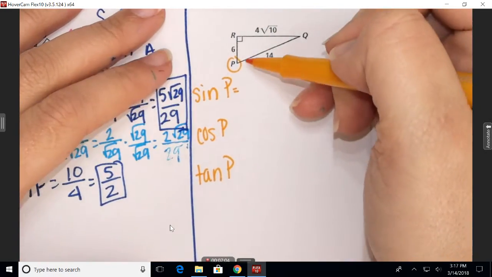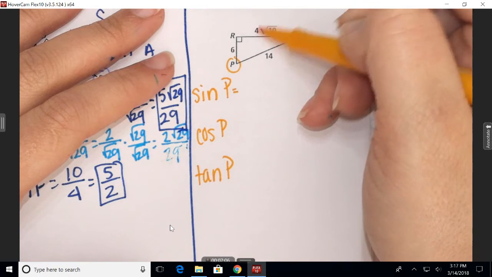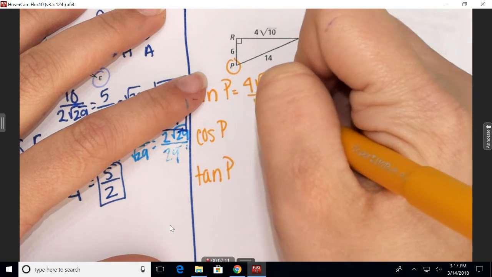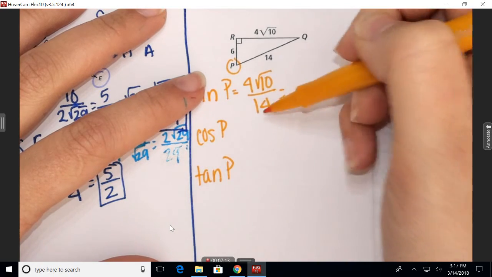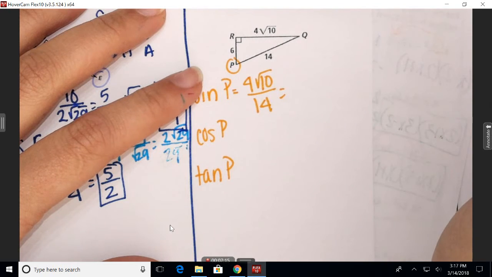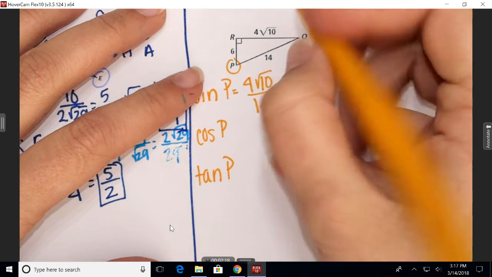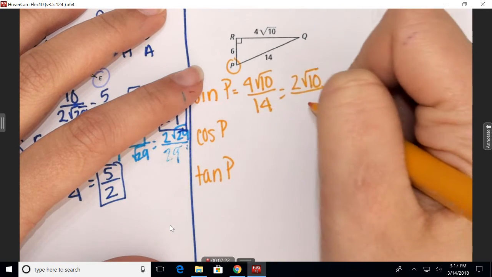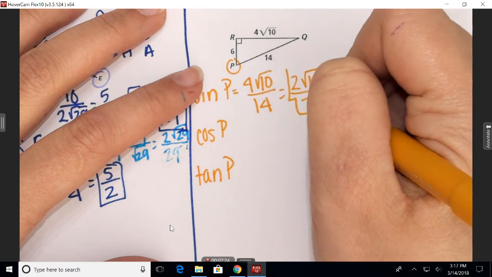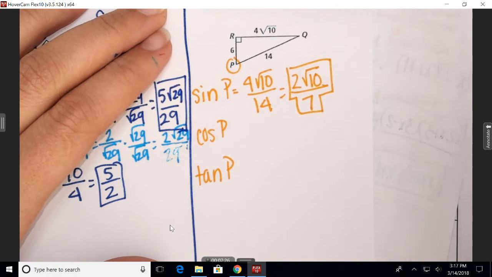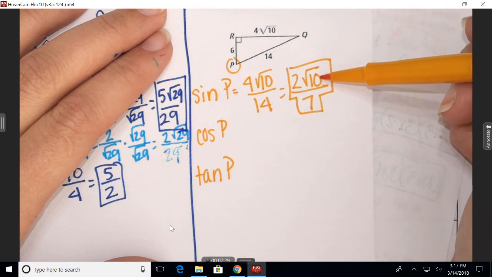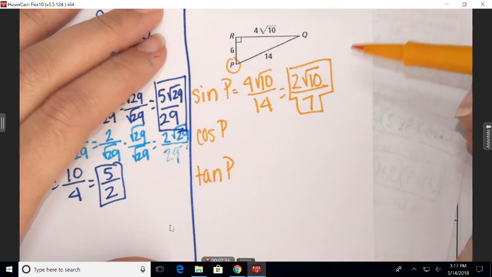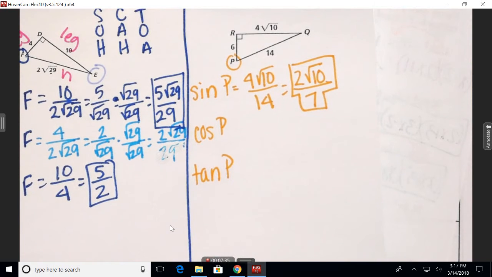So P, the sine of P is opposite divided by hypotenuse. It's the opposite leg, which is 4 root 10 divided by 14. Now we need to reduce our fraction. What goes into both 4 and 14? 2. 4 divided by 2 is 2. We leave our root 10, and 14 divided by 2 is 7. Ta-da! And remember, we don't divide it by the radical, or we don't do anything with the radical because it's under the radical. If we had another radical, then we could combine, but we don't, so we can't.